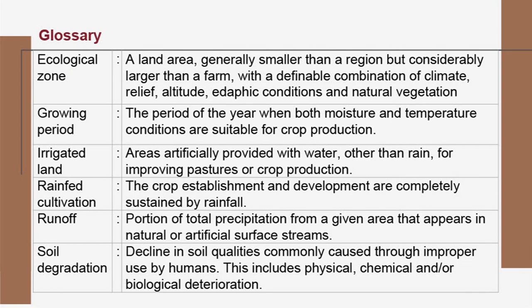Runoff is the portion of the total precipitation, you may consider it as rainfall, from a given area that appears in natural or artificial surface streams. Soil degradation, decline in soil qualities commonly caused through improper use by humans. This includes physical, chemical and or biological deterioration.